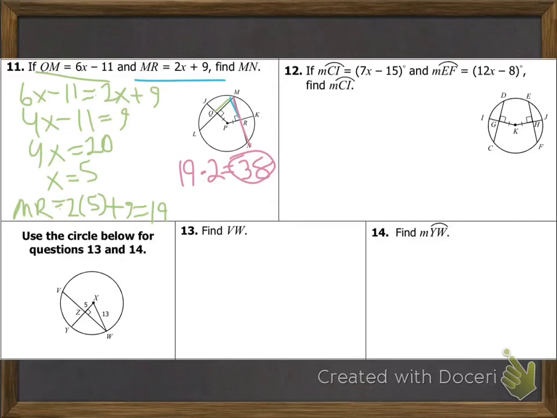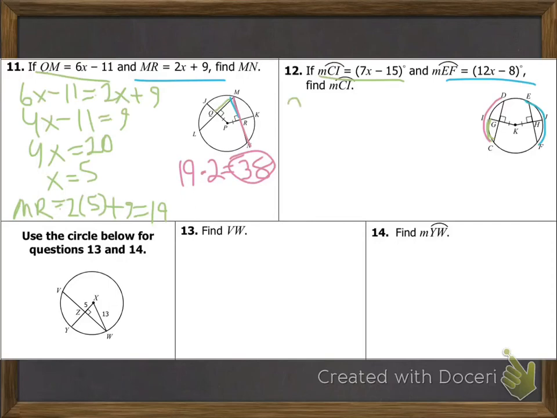Number 12. So if CI, this tiny little arc right here, is 7x minus 15, and EF, this entire arc over here, is 12x minus 8, find CI. So you know that basically, if I make this one pink, the whole arc, and the blue arc, those are going to be equal to each other. So I need to take the green one, CI, and double it, setting it equal to the blue arc.